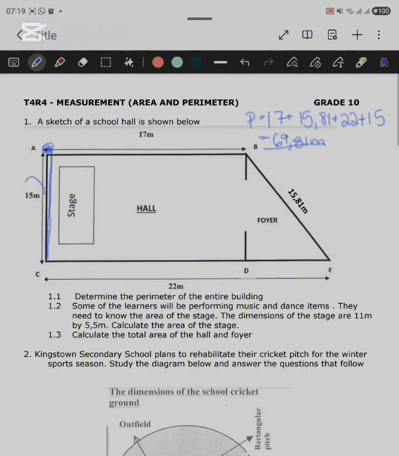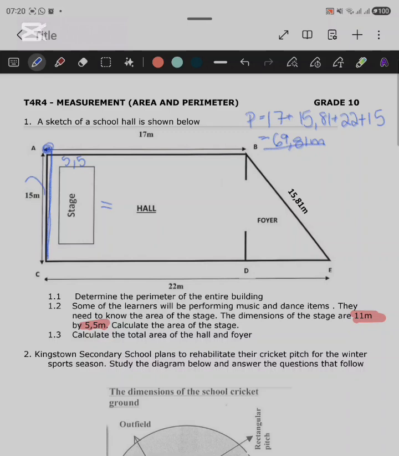The second question asks us there, some learners will be performing music and dance items. They need to know the area of the stage, and they tell us the dimensions of the stage are 11 by 5,5. We have here 11 and 5,5 meters. They want us to calculate the area. So if I look at my stage, I'm going to just fill in my measurements. It's a good habit to get into, because you don't know what else they're going to need you to use those measurements for.